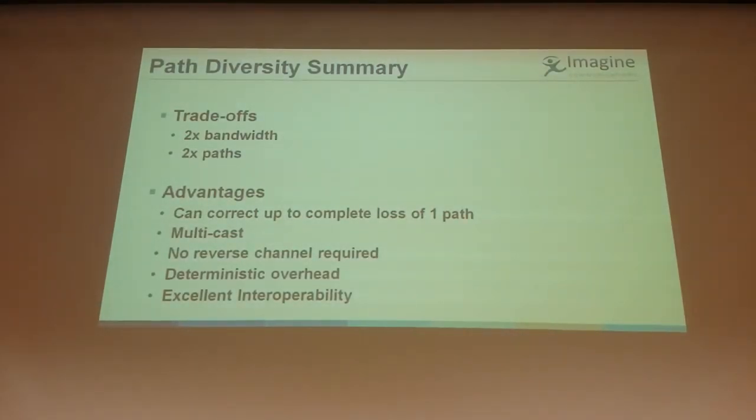So what are the advantages and disadvantages here? You've got 2 paths now, so you've got twice the bandwidth, which is a negative. On the advantage side, you can now lose one complete path. You can have one path with huge errors, and you still have no errors in your signal. It supports multicast, like with forward error correction, that's good. No reverse channels, that's good. It's deterministic, and with standards, you have interoperability.